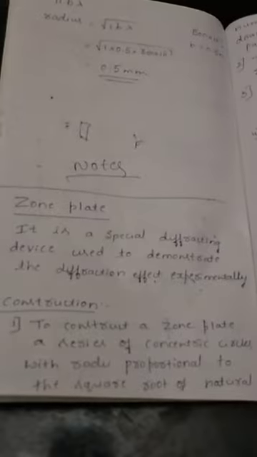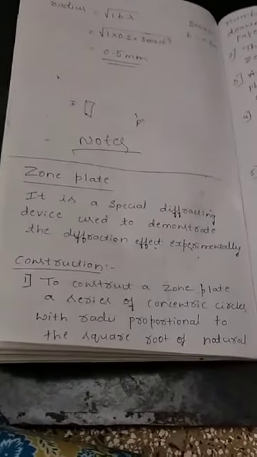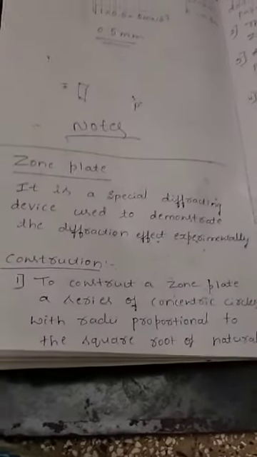Now you have to take down the notes. So please take down the notes quickly. Zone plate. It is a special diffracting device used to demonstrate the diffraction effect experimentally.